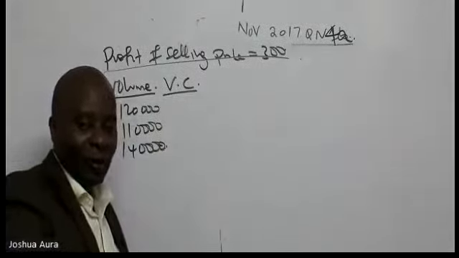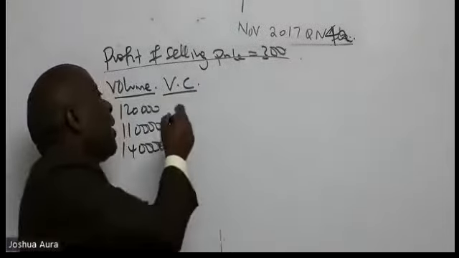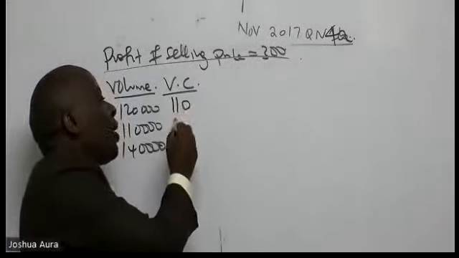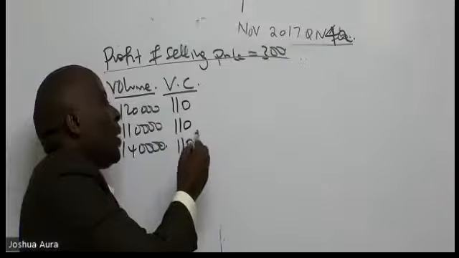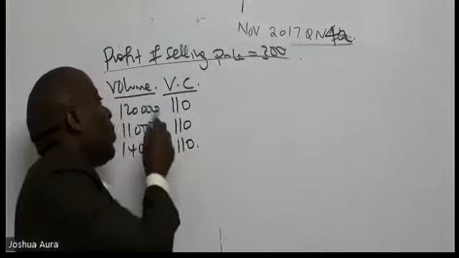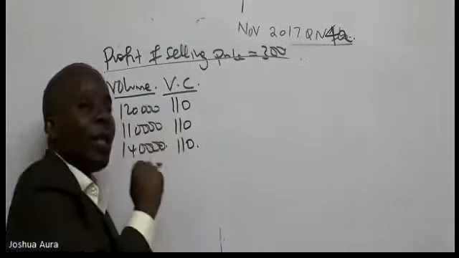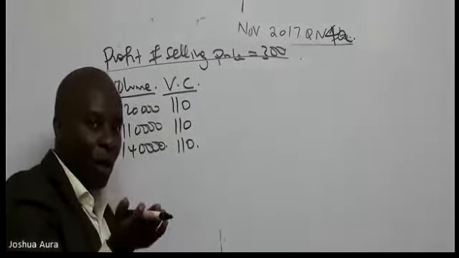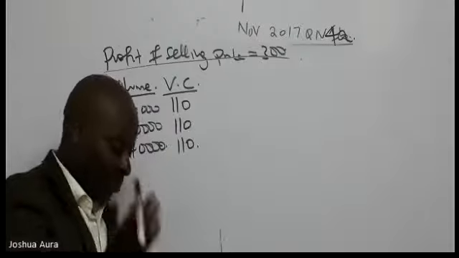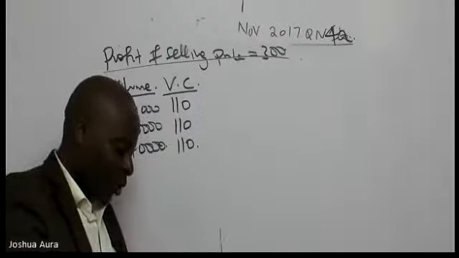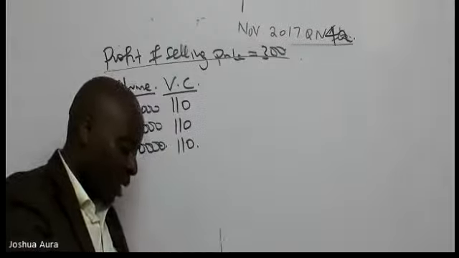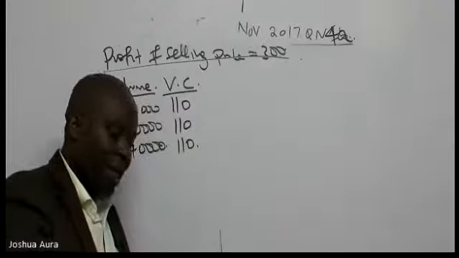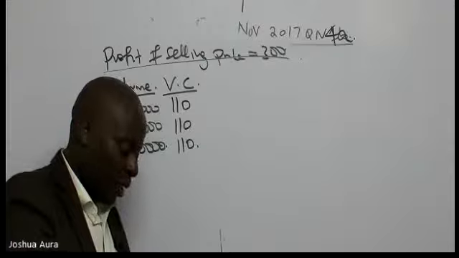Yeah, all of them are getting that here. Throughout, we shall use 110 throughout. Why? Because these quantities are more than 100,000. They are big. We are told the variable production cost will be 120 per unit for production volumes up to and including 100,000 units each year.